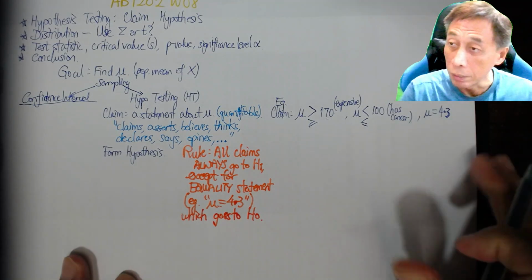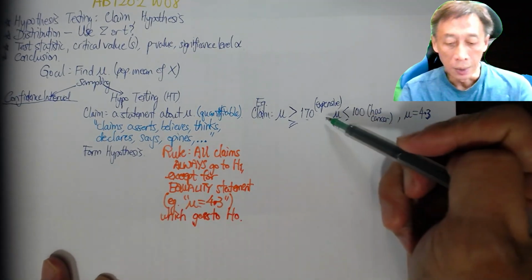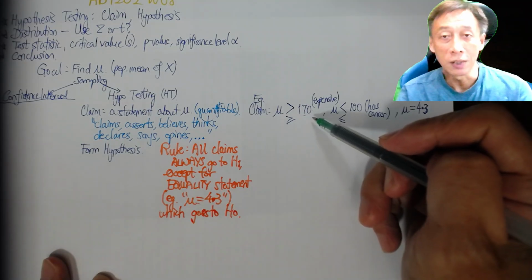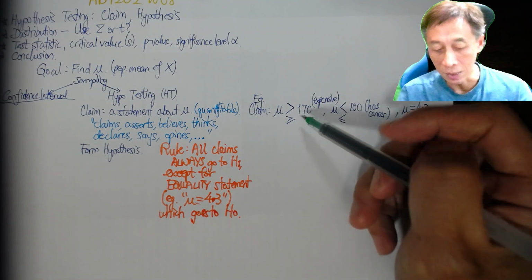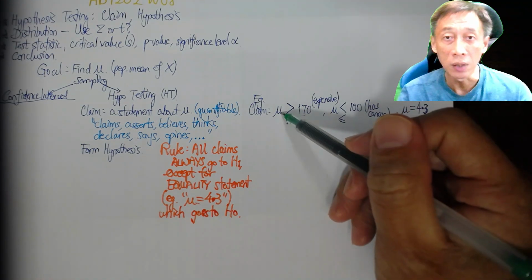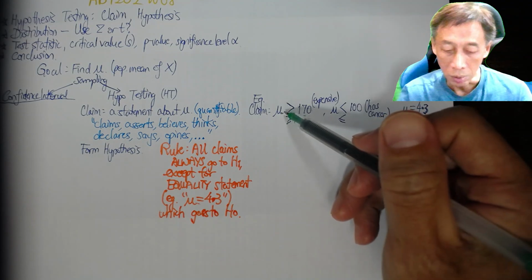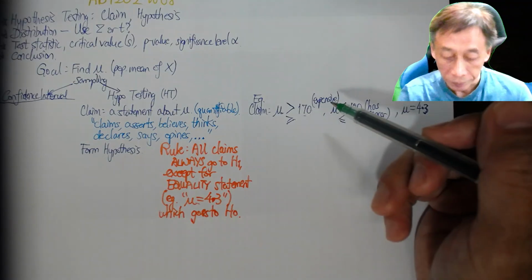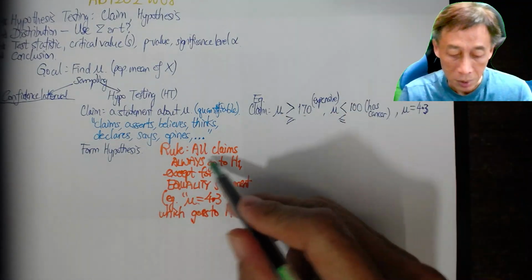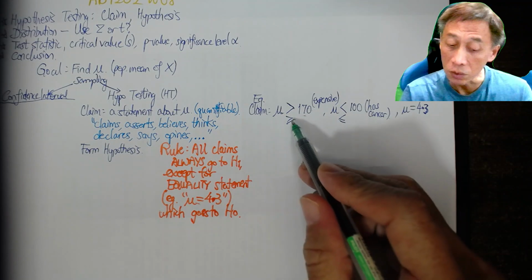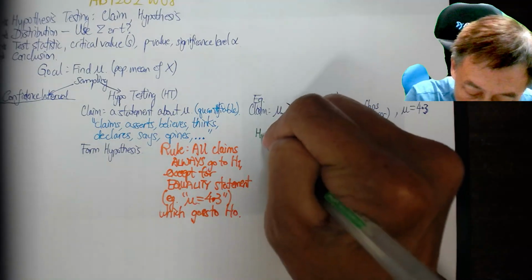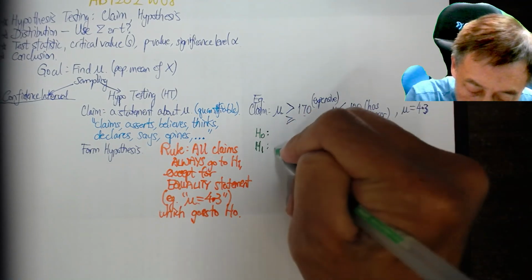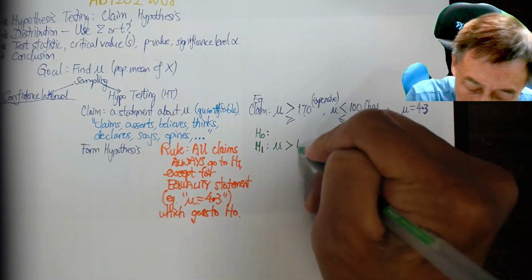Okay, so let's try it out. In the first case, someone claims that the mobile phone company is charging expensive monthly bills. Expensive translates to the population mean monthly bill being greater than $170 per month. So this is a claim statement. All claim statements go to H1, and this is not equality. So we are going to write H0, H1. H1 is going to be the claimed statement as is.